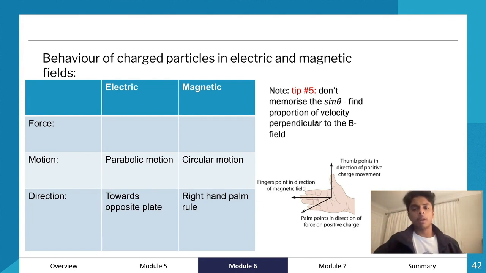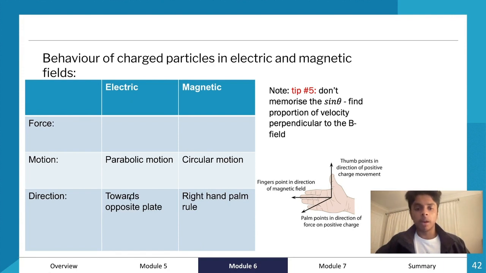Again, tip 5: don't memorize the sine theta. Find the proportional velocity perpendicular to the B field. Questions might try to trick people by putting in cases where sine theta doesn't apply and we have to look for cos theta. Basically, just think of it as finding the proportional velocity perpendicular to the magnetic field, and not always sticking to the sine theta rule. In terms of the direction, this one is going to be towards the oppositely charged plate.